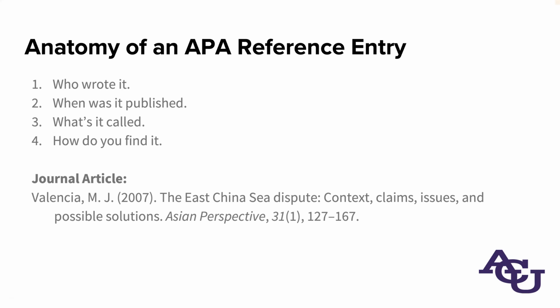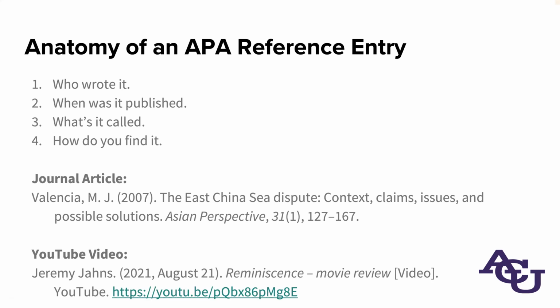Or perhaps you are using a YouTube video. Well, what's the channel name? Jeremy Johns. That's who wrote it or who made it available. When was it published? Well, YouTube tags all these things by year, month, and day, in part because sometimes people will be reusing the same title like Daily Update, and so having that month-day thing is really important. What's it called? Reminiscence Movie Review. We have a little note because it's a video saying that it's a video. How do you find it? Oh, you go to YouTube, the platform, and that specific URL.